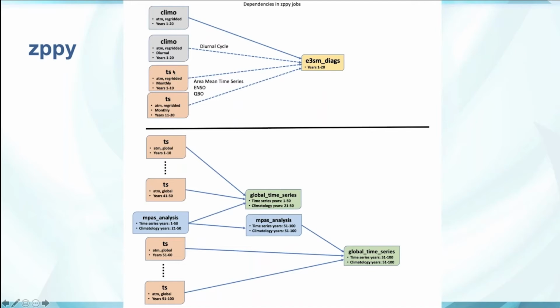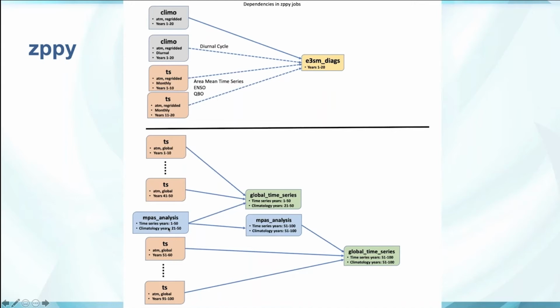So that's perfectly fine. Zippy will realize we need both of those time series jobs to get 20 years, whereas we only needed the 1 for climo. On the bottom, we have a little bit more complicated dependency graph. Global time series depends on the time series, of course, but also MPAS analysis.